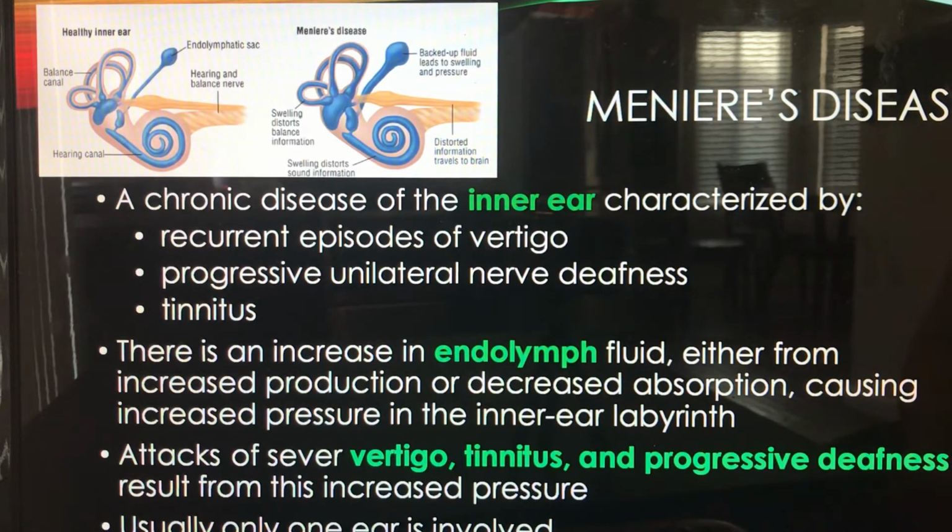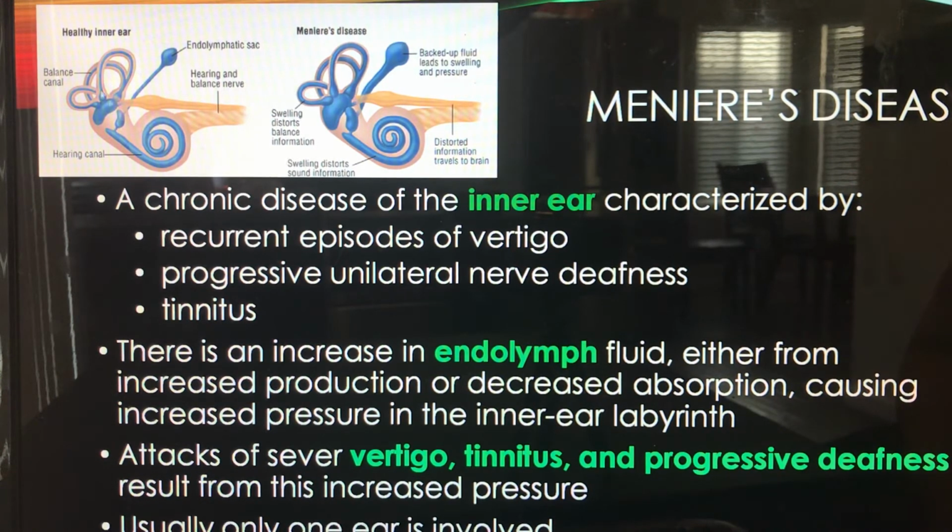So your next major ear disease is Meniere's disease. It is a chronic disease of the inner ear characterized by recurrent episodes of vertigo, progressive unilateral nerve deafness, and tinnitus. So there is an increase in endolymph fluid, either from increased production or decreased absorption, causing increased pressure in the inner ear labyrinth. So they're going to experience attacks of severe vertigo, tinnitus, and progressive deafness, which results from this increased pressure, and usually only one ear is involved.